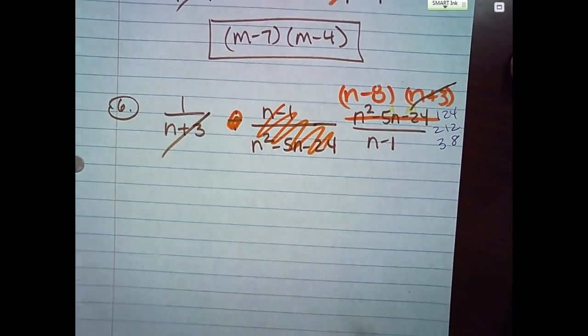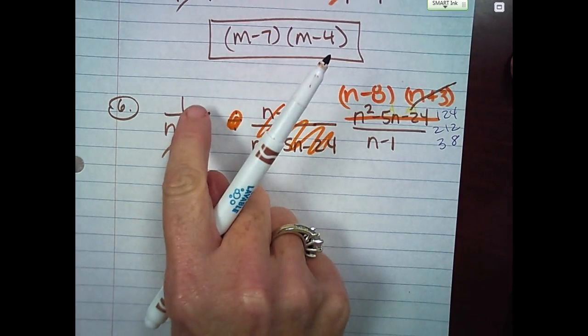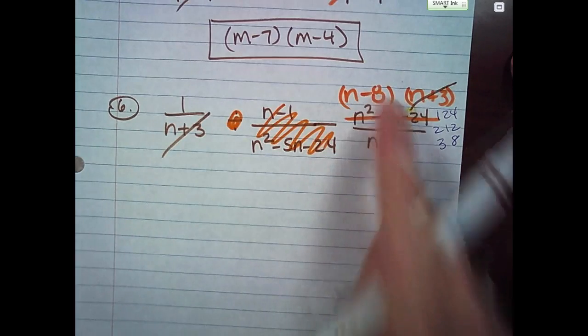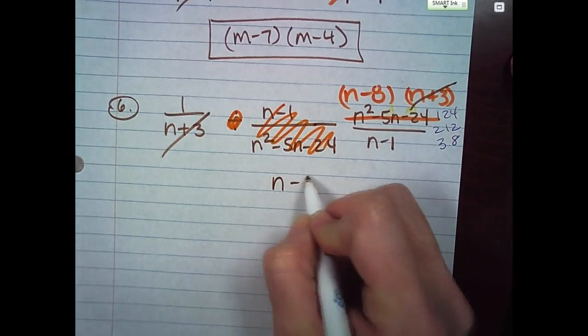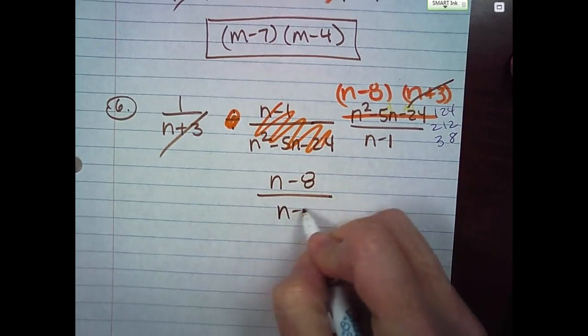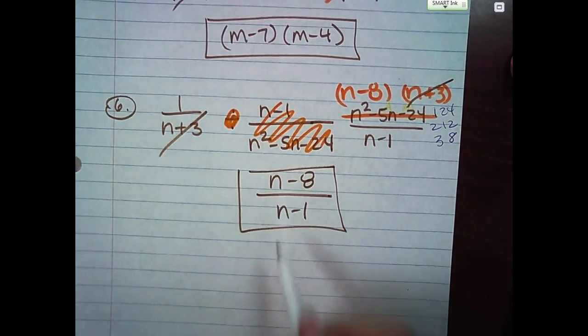Right. These cancel. Now look very carefully. Very careful on the top. You have a 1 and an n minus 8. So you're n minus 8 on top, and then nothing on bottom except your n minus 1. Do the n's cancel? No. Do not try to cancel those n's. The n's do not cancel.